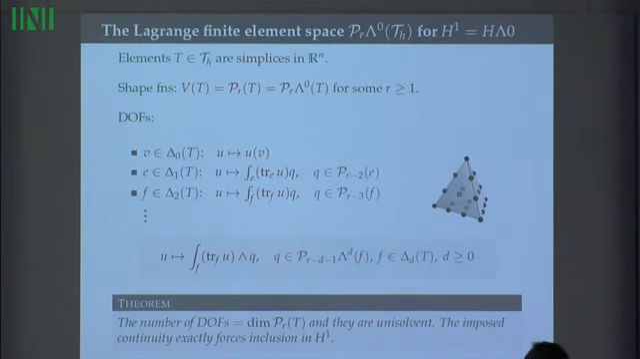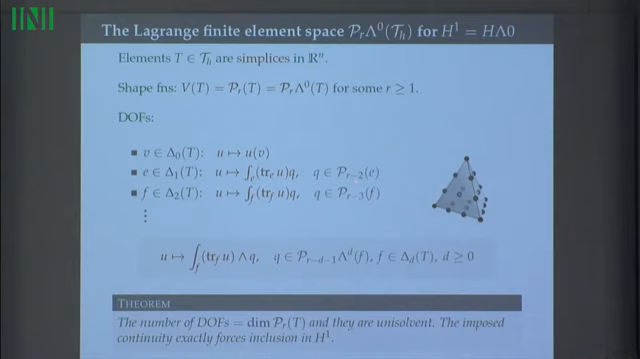And the degrees of freedom are this famous picture of how the degrees of freedom lay out for Lagrange elements. There's one at each vertex, so for each, this means the zero-dimensional faces of the simplex. Those are the vertices. For each vertex, we have the evaluation at the vertex as a degree of freedom. There are r minus 1 on each edge. For each edge of the triangulation, you can take the moments of the restriction of u to the edge weighted against polynomials of degree r minus 2 to get your r minus 1 degrees of freedom.